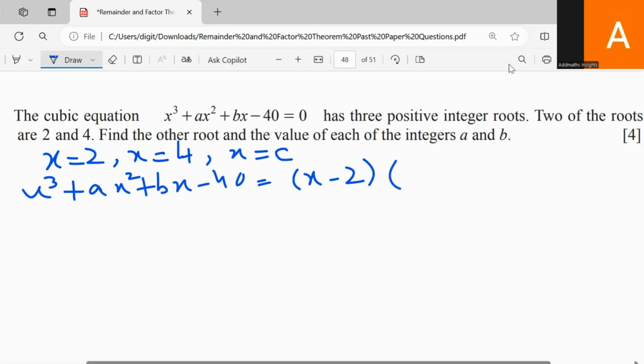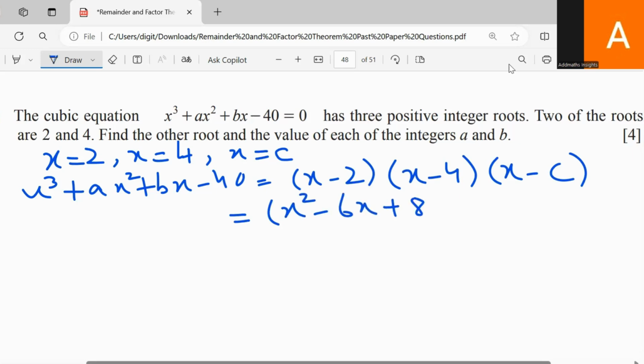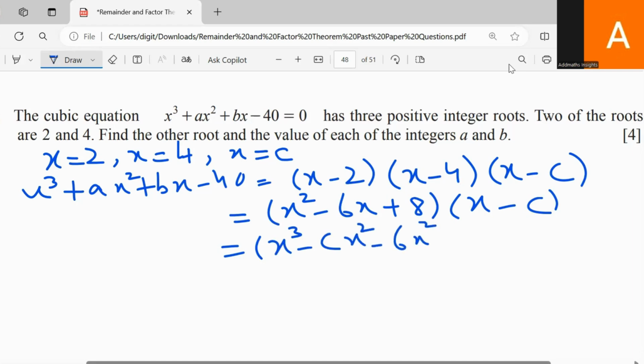So you can write the equation in factorized form: x minus 2 into x minus 4 into x minus c, because the coefficient of x cubed is 1. Now you multiply them and write x squared minus 6x plus 8 into x minus c. Now you further expand it and write x cubed minus cx squared minus 6x squared plus 6cx plus 8x minus 8c.